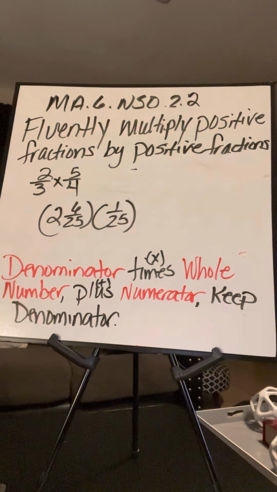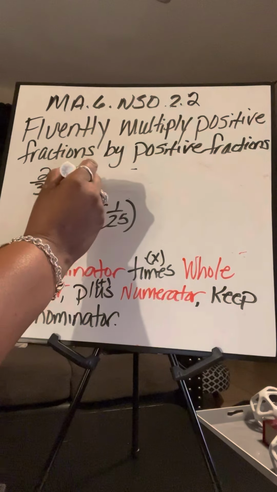Okay, so we're working with MA.6.NSO.2.2, fluently multiplying positive fractions by a positive fraction. So when we're multiplying fractions, we just multiply side to side. We multiply side to side.